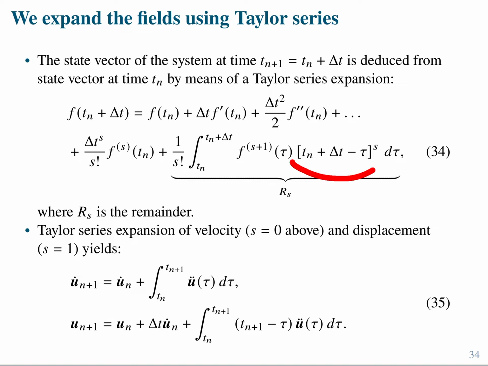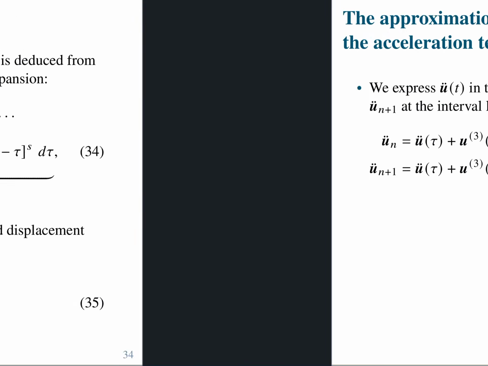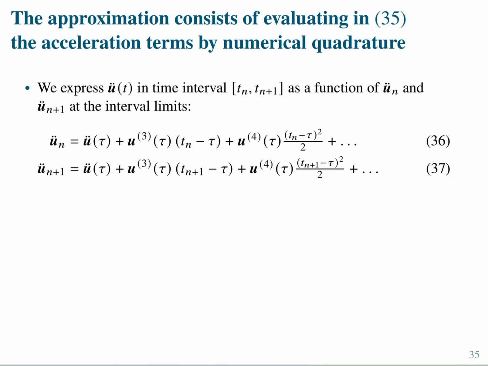It contains this guy here, where I have replaced Tn plus delta t by just t at n plus 1. So it's at the following time step. And then we have two expressions that are integral expressions containing the remainders, right, of the velocity and the displacement at times n plus 1. All right? Well, we express the acceleration in the time interval as a function of the acceleration at the endpoints of the interval, right? And again, we can write it down in the same way using a Taylor series expansion like this.